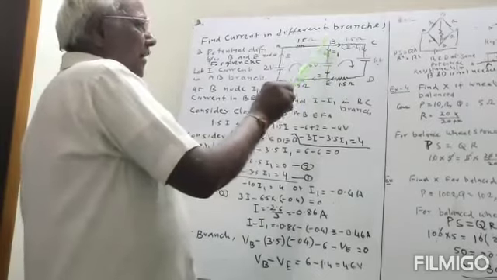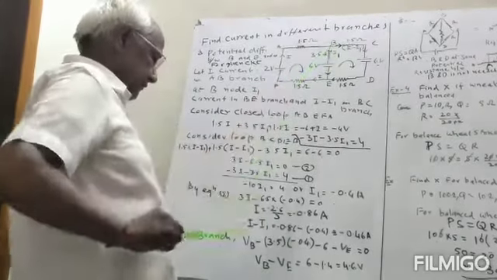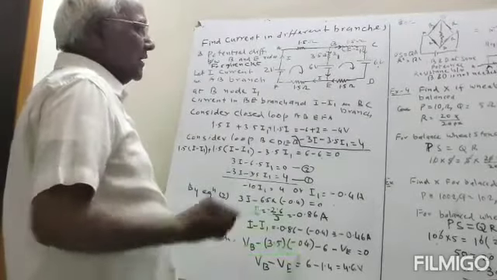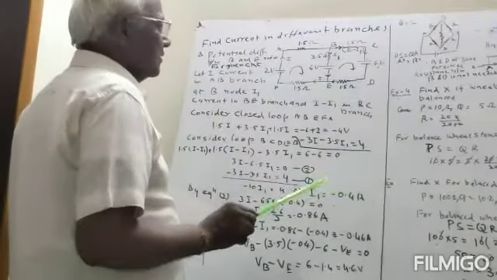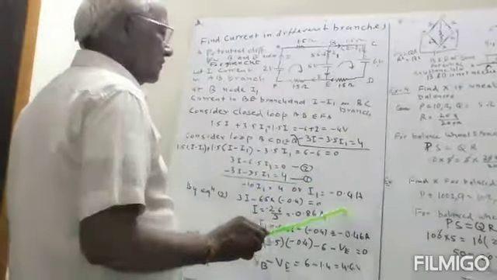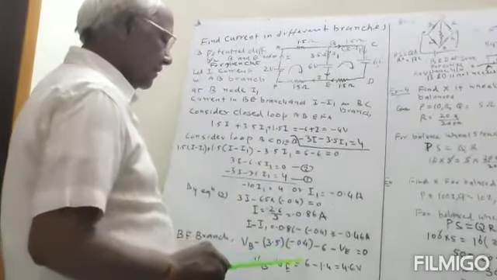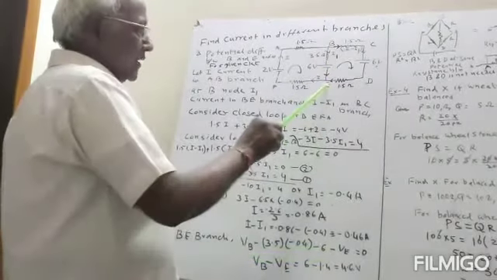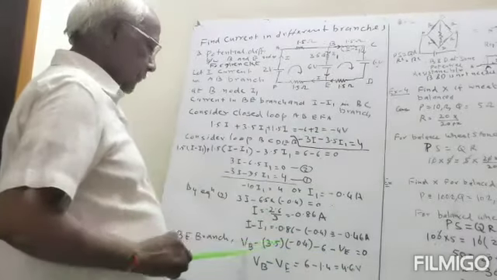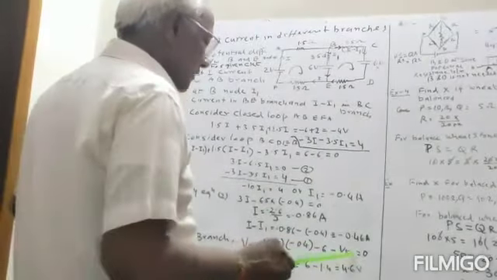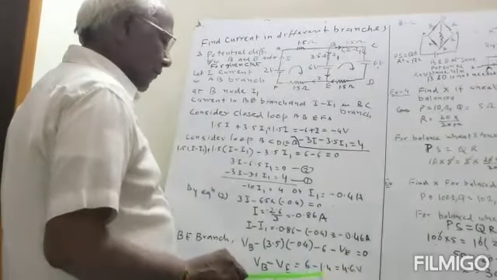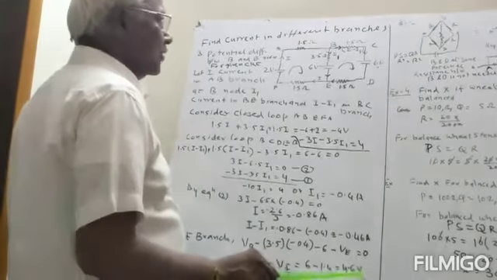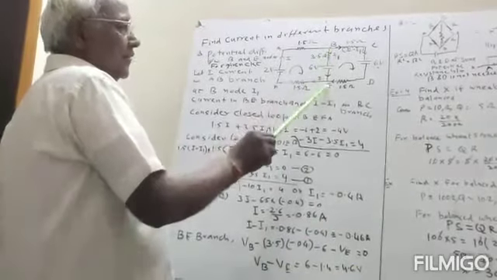So we start from B. It is at a higher potential. So VB minus 3.5 into current, which is minus 0.4 as we have found here. Then it is entering from plus, so minus 6 minus VE will be equal to 0. So VB minus VE will be equal to 6 minus 1.4, that is equal to 4.6 volt. So potential difference between B and E we can find.